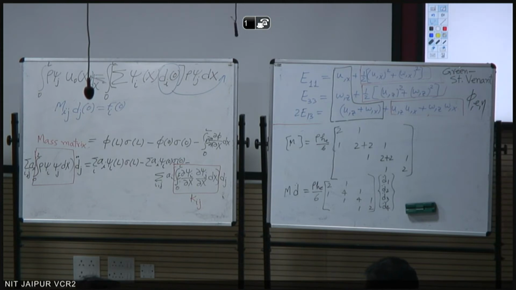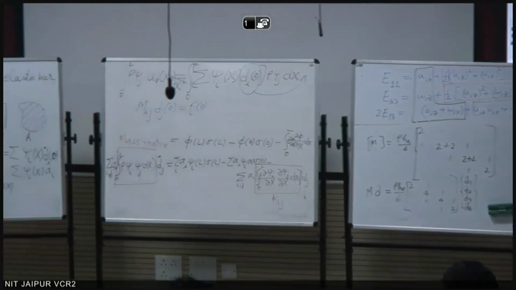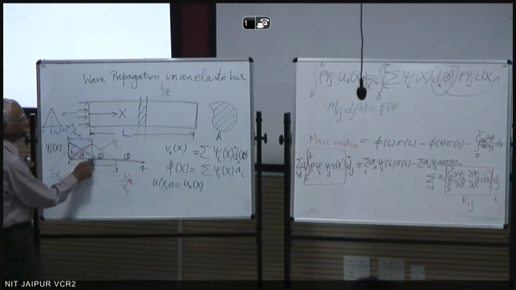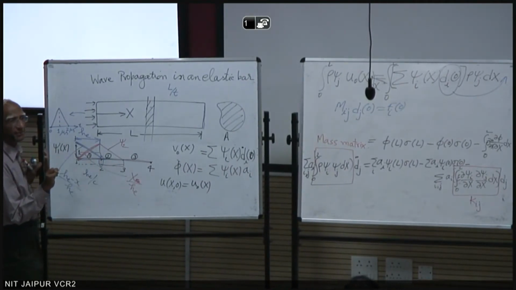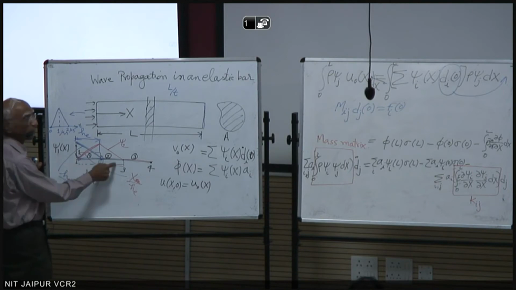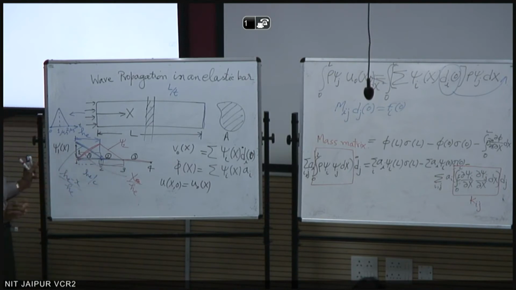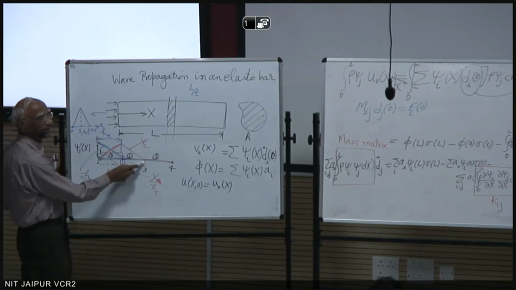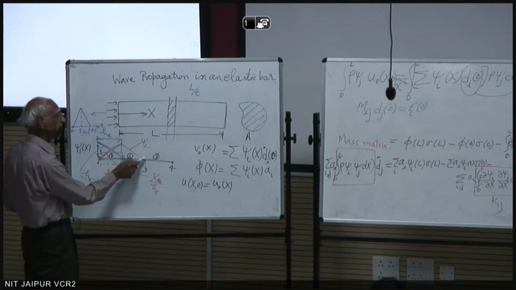And of course, if you keep on going, every time what you see is there's a coupling. If you are here, this node belongs to 2 elements. So it belongs to both these elements. So the acceleration of these 3 nodes is coupled. If you go to this one, this node belongs to these 2 elements. So the acceleration of these 3 nodes is coupled.